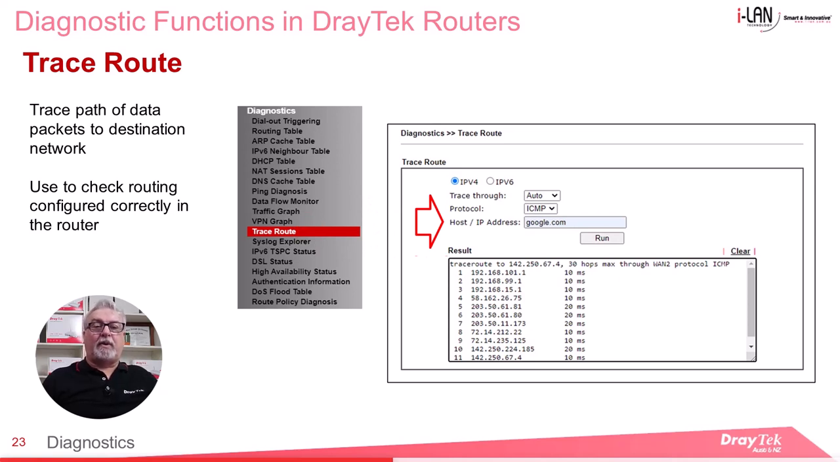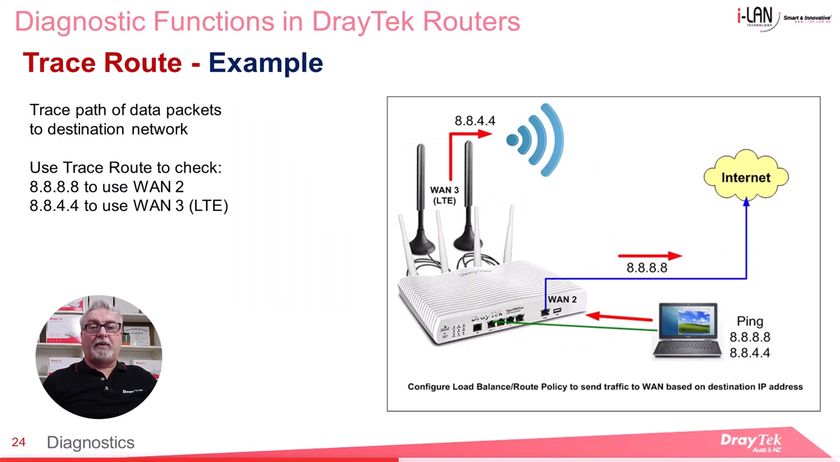In the earlier example, we mentioned it could be used as a way to check that routing is configured correctly in the router. Let's take a look at an example of that. So here we have load balance route policy configured in the router to send traffic to 8.8.8.8 to WAN 2 and traffic for 8.8.4.4 to be sent to the LTE WAN.